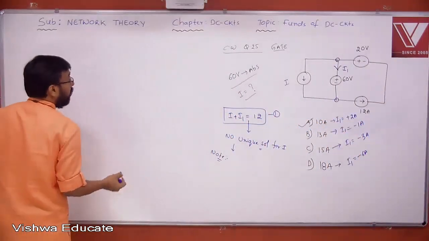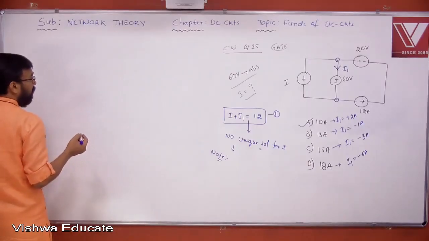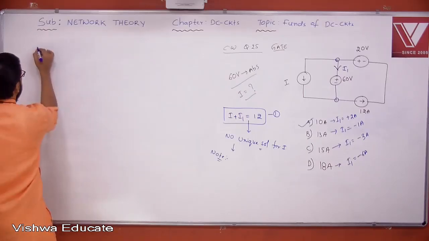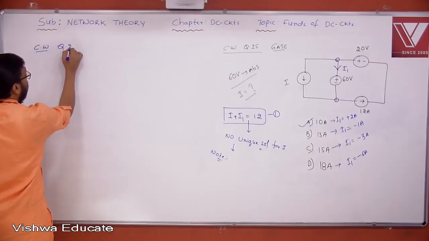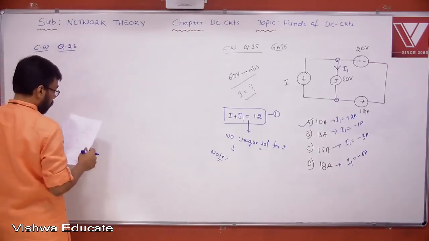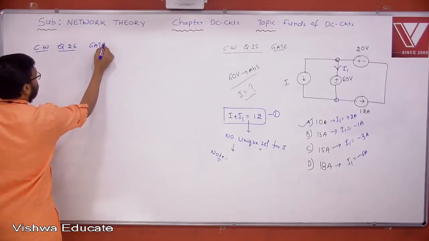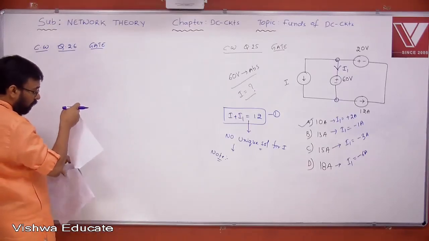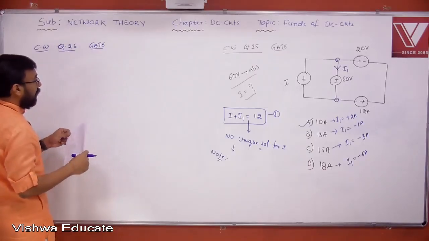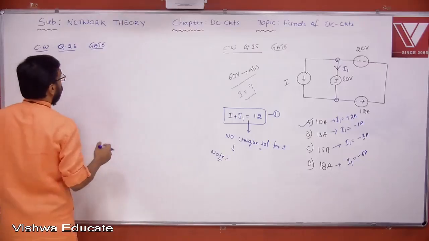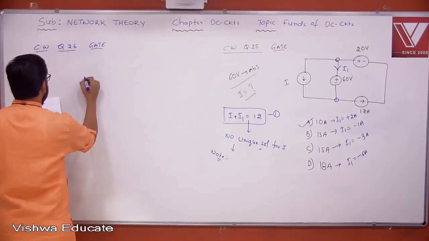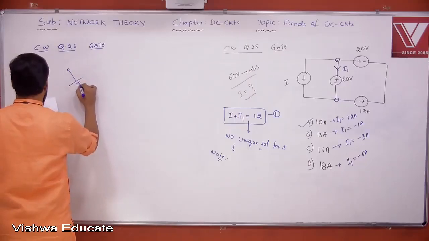Please note down that quickly, and the note you can write. In the given problem, any value for capital I that is less than 12 ampere will make the 60-volt source absorbing the power.